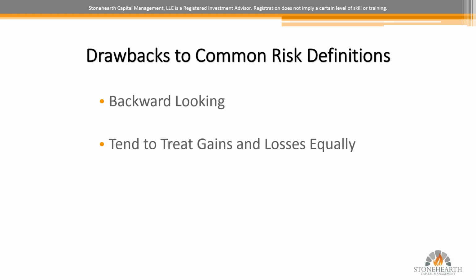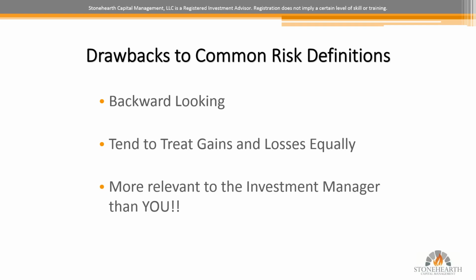The second one that's common to most of the risk definitions we see is that they tend to treat gains and losses equally. And we've been through this. We saw the chart where all returns are not the same. You can't treat all losses the same. Magnitude really does matter in terms of meeting your financial goals. And the one thing they all have in common, the biggest one I think, is that they're more relevant to the investment manager or the advisor than you. All about risk in your portfolio should really be focused on the end user, which is the investor, which is really you. So while we use these in some of our analysis, and you hear us talking about these, they aren't the all-encompassing risk measures that we like to use.